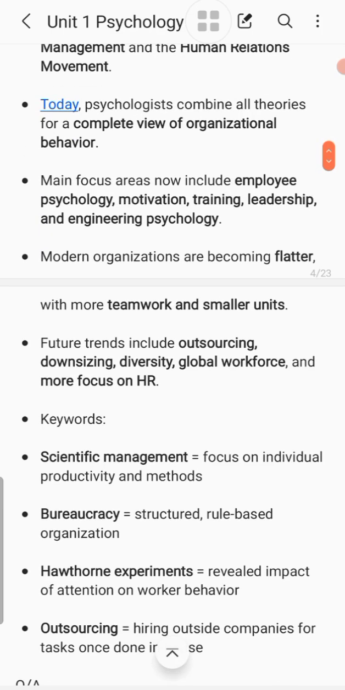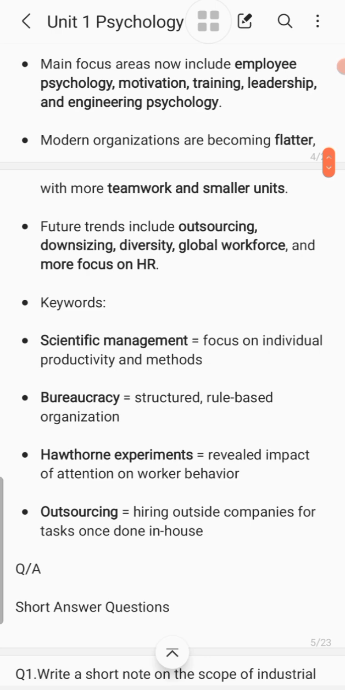Now let's learn some keywords. Scientific management, focus on individual productivity and methods. Bureaucracy, structured rule-based organization. Hawthorne experiments revealed impact of attention on workers' behavior. Outsourcing, hiring outside companies for tasks once done in-house.